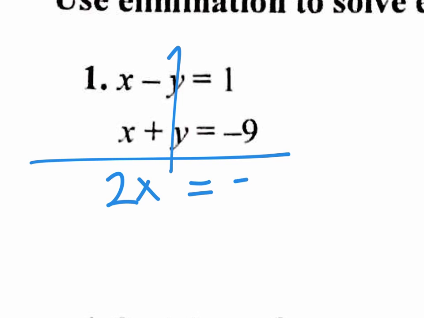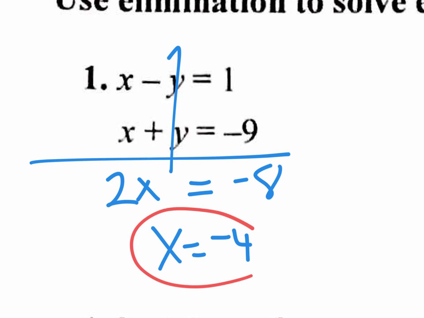1 take away 9 is negative 8. And guess what? You have an answer already. The answer is what? Negative 4. What do you do with that answer? You plug it in. So you're going to take the negative 4 and you're going to plug it into any equation you want. I want to plug it into this top one right here.